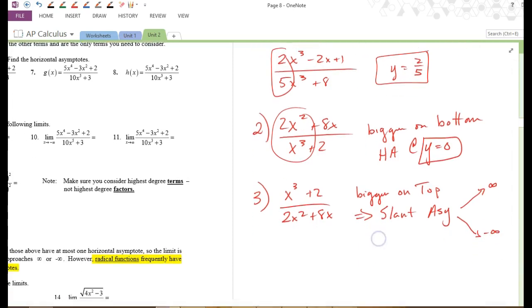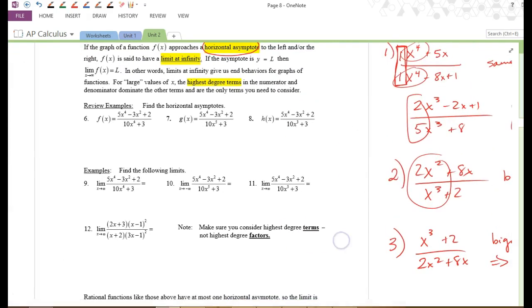Okay, so if you're dealing with limits and you get this kind of scenario, you would have to graph it in order to see, or even just plug in a giant number and see if it's going up to a positive number or down to negative infinity. And we'll use our sign analysis again to make that decision. Okay, so just remember, bigger on top is a slant, so therefore it will be either infinity or negative infinity. One or the other.